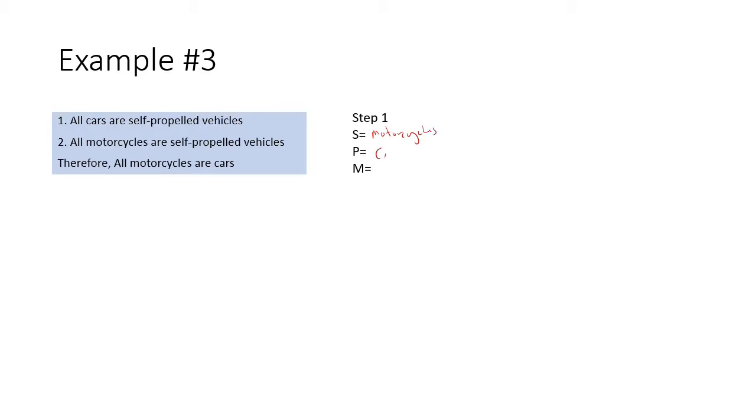Our P is going to be cars. They're just the predicate of the conclusion, and then self-propelled vehicles is going to be the middle term. Okay, so we rewrite everything. We get all P are M, all S are M, therefore all S are P.